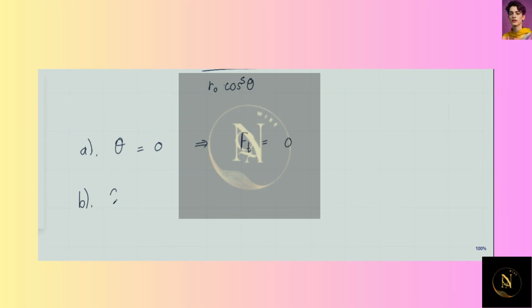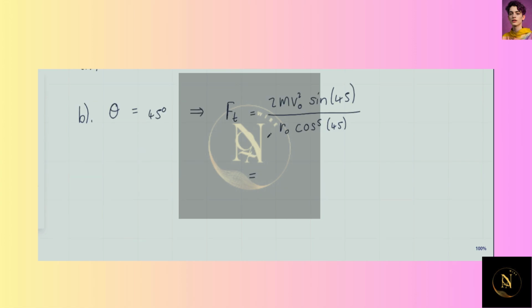For part B, if we let theta equal 45 degrees and we substitute that into that expression, we get the tangential force Ft is 2m v naught squared into sine 45 over r naught into cos theta to the 5th power, where theta is 45 degrees, and we get that the tangential force simplifies to 8m v naught squared over r naught.